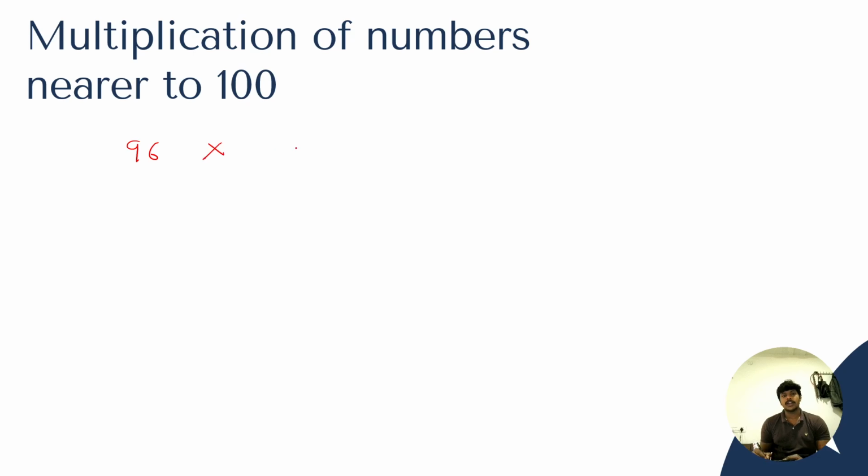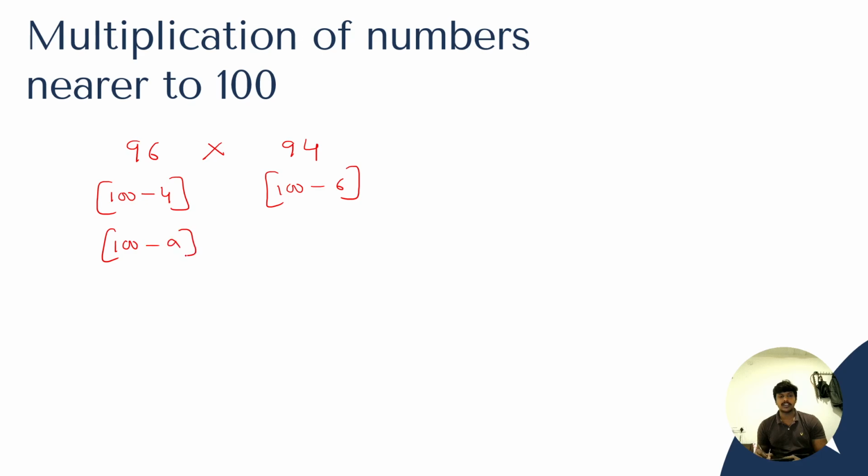96 I'm multiplying with 94. So what I'm going to do is write this number as 100 minus 4 and this as 100 minus 6. Just to derive a formula kind of thing, I am going to replace 4 and 6 with A and B. At the end, I am going to replace them. So I am going to write this as 100 minus A and this as 100 minus B. But remember, in our case, A equals 4 and B equals 6.